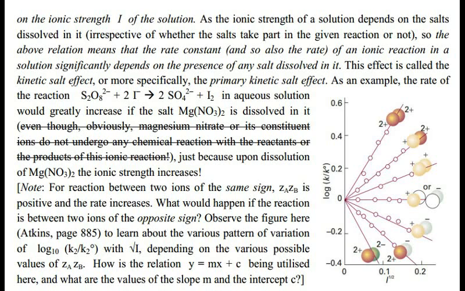In practice, however, we do what? The log of K2 minus log of K2 naught, we combine together, we call it log of K2 by K2 naught, and we plot it versus square root of I. This gives the plot given in Atkins' book, which I have reproduced here.